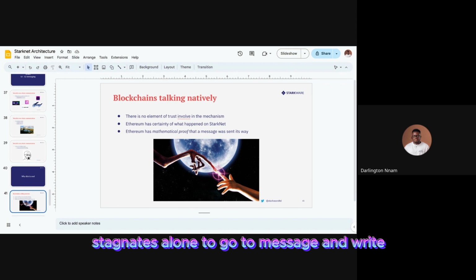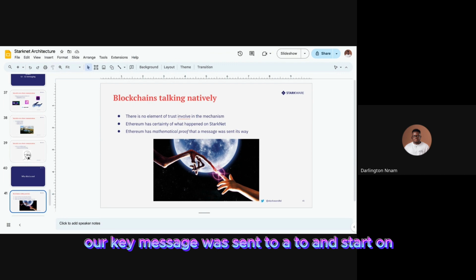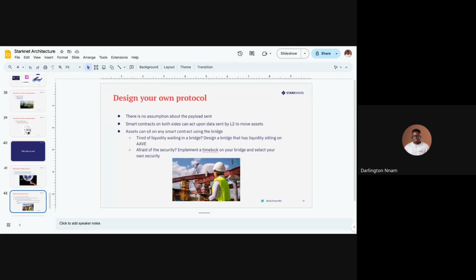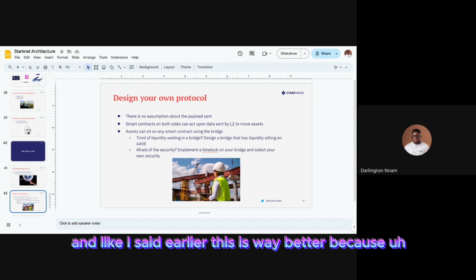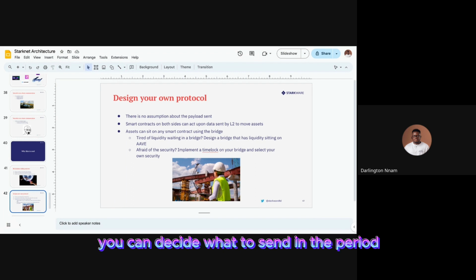with Starknet L1 to L2 messaging, Ethereum has a certainty of what happens on Starknet, and basically mathematical proofs are generated to show that a message was sent to Ethereum and back to Starknet, and vice versa. And like I said earlier, this is way better because it gives you the chance to design or customize your own protocol. So you have the bridge available and you can decide what to send in the payload.